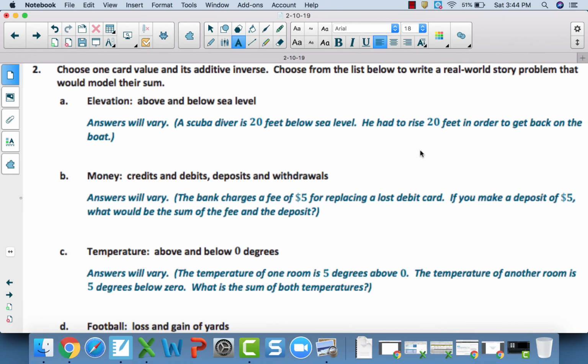All right, number 2 is also dealing with a lot of answers that would vary. But elevation, this is an example of a real world problem where we're dealing with additive inverses. So a scuba diver is 20 feet below sea level and rows 20 feet to get back to the boat, right? That's a negative 20 and then a positive 20. Those are additive inverses. He's getting back to his boat, which represents that starting point.